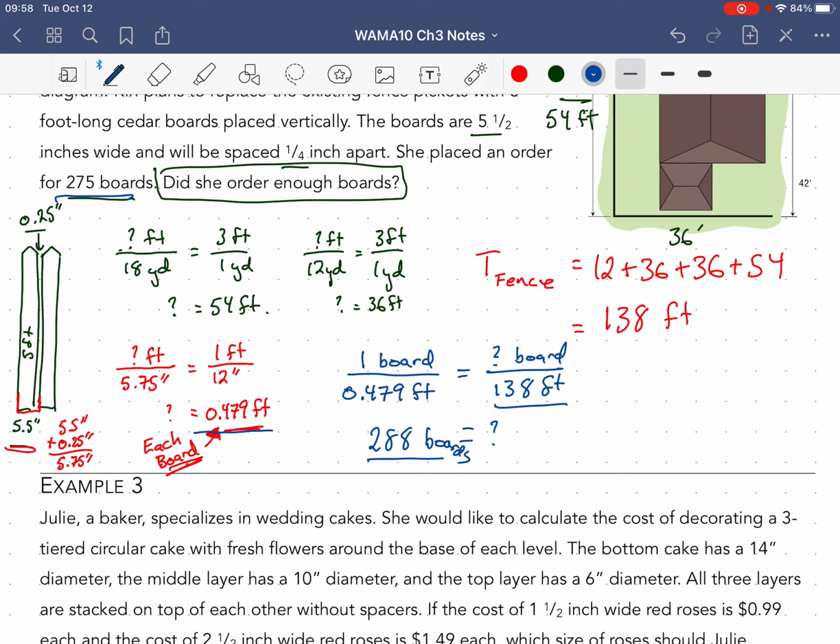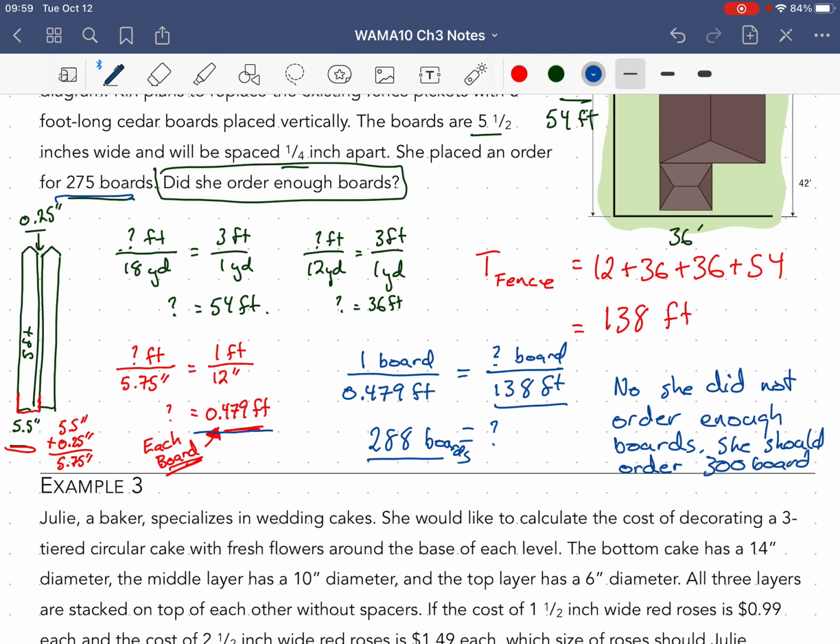So she ordered 275 boards. Did she order enough boards? No, she did not. She should probably order 300 boards. Right? You don't want to order exactly the right amount that you calculate. Otherwise, if they make a mistake, you won't have any flexibility. So she should probably order about 300 boards.